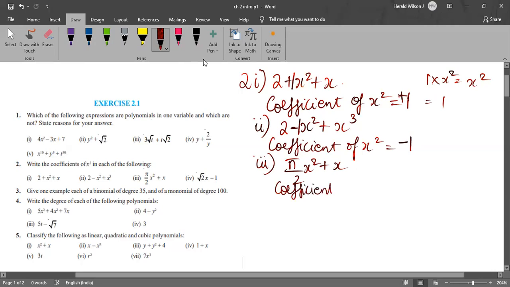Coefficient of x squared is equal to pi by 2. We consider pi as well, okay? Don't consider pi outside. Fine. So pi by 2 is the coefficient.